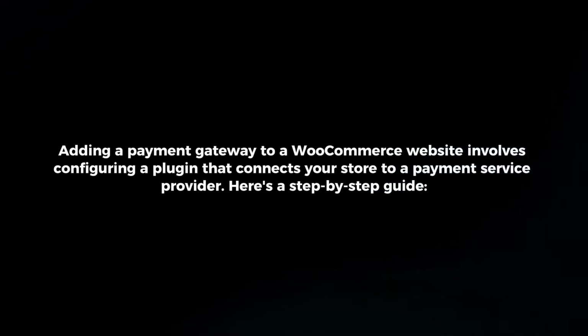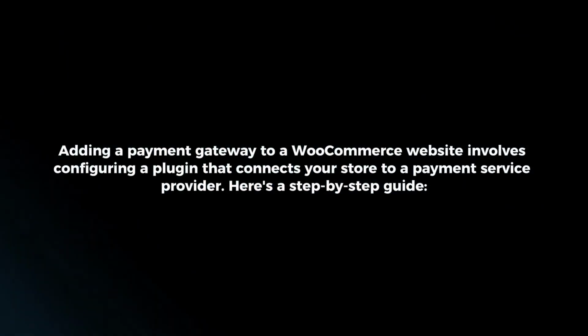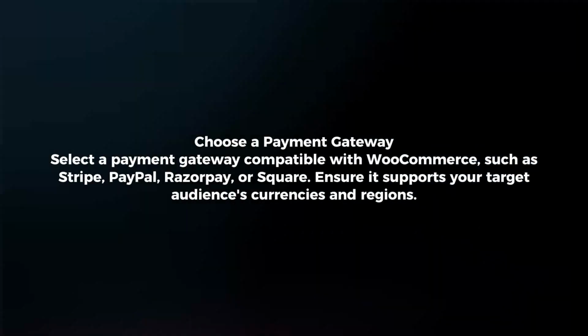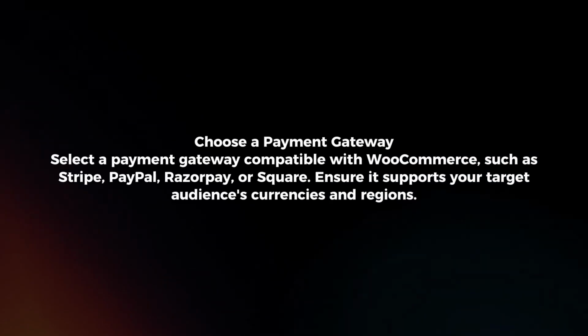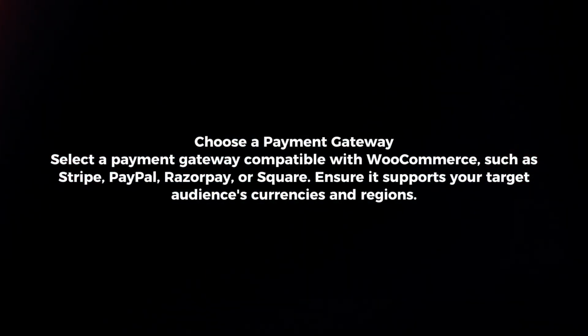Adding a payment gateway to your WooCommerce website involves configuring a plugin that connects your store to a payment service provider. Here's a step-by-step guide. Choose a payment gateway. Select a payment gateway compatible with WooCommerce, such as Stripe, PayPal, Razorpay, or Square. Ensure it supports your target audience's currencies and regions.